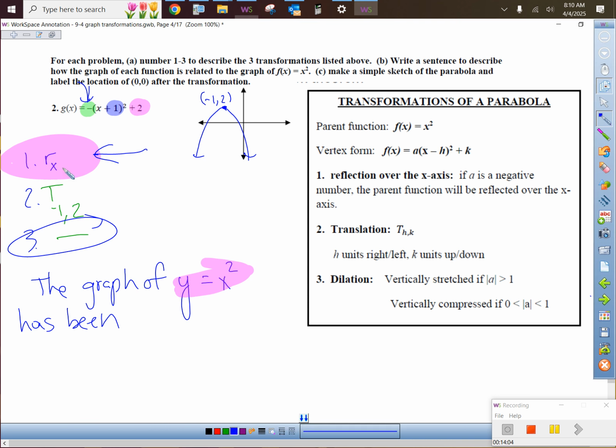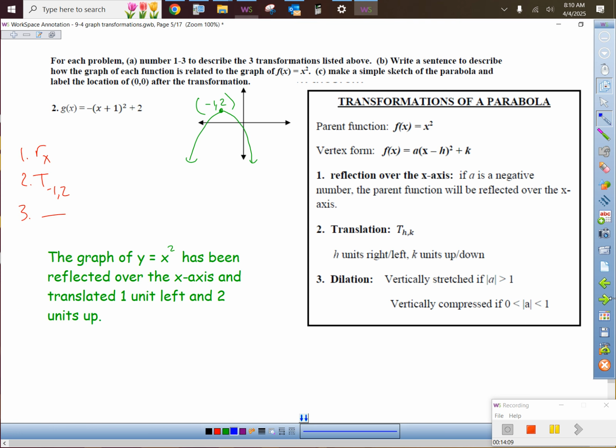What does this mean right here? This means what? Reflected over the x-axis. That is very important because in Algebra 2 you will also reflect these over the y-axis, but that's a little too much for us this year. So the graph of y equals x squared has been reflected over the x-axis, translated 1 unit left. Are we cool with that?